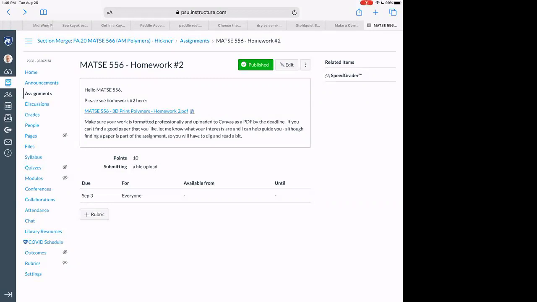And so it will take some digging. It'll take an hour or 2 to find the paper, and then a few hours to do the assignment. But that's homework number 2, due next Thursday. And homework number 1's easy. Just take a look at it and submit it.